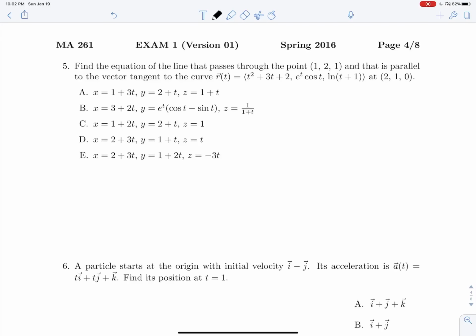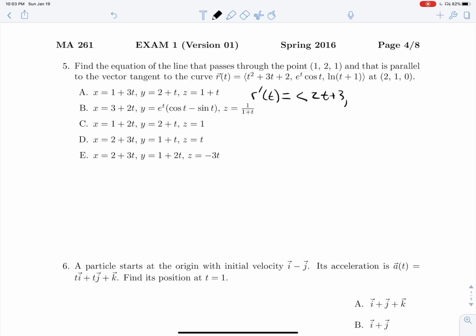Let's find the equation of the line that passes through that point that's parallel to the vector tangent to this curve at that point. Okay, so there are a lot of adjectives going on in this question that make it a little difficult to unpack. But let's see what we can do. So we know that we want to be parallel to the vector tangent to this curve. So when I hear tangent to r of t, I think r prime of t. So let's find that r prime of t to start off with.